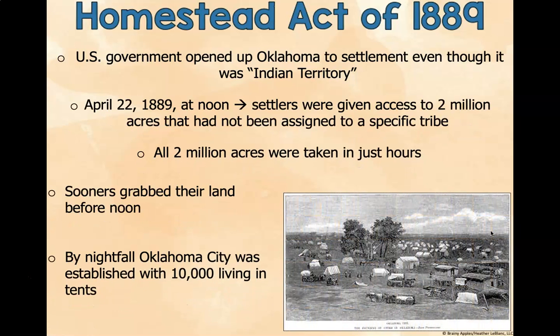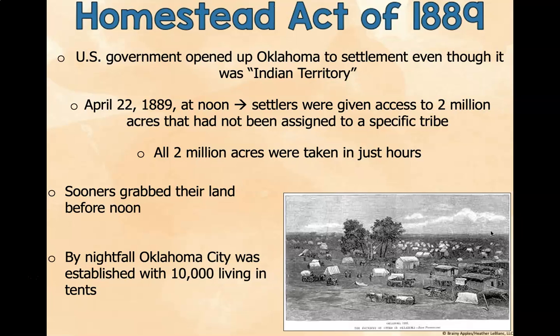Back to the Homestead Act of 1889. The U.S. government opened up Oklahoma Territory for settlement, even though it was Indian territory, so they went back on their word again. This was supposed to be a Native American settlement or reservation, but now they are opening it up to other American citizens who wanted to come and settle and build houses.